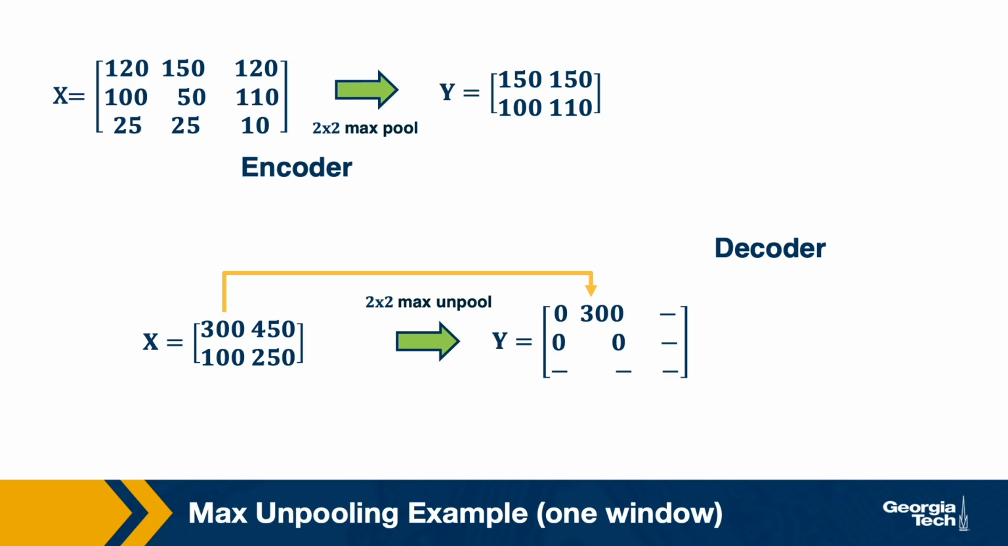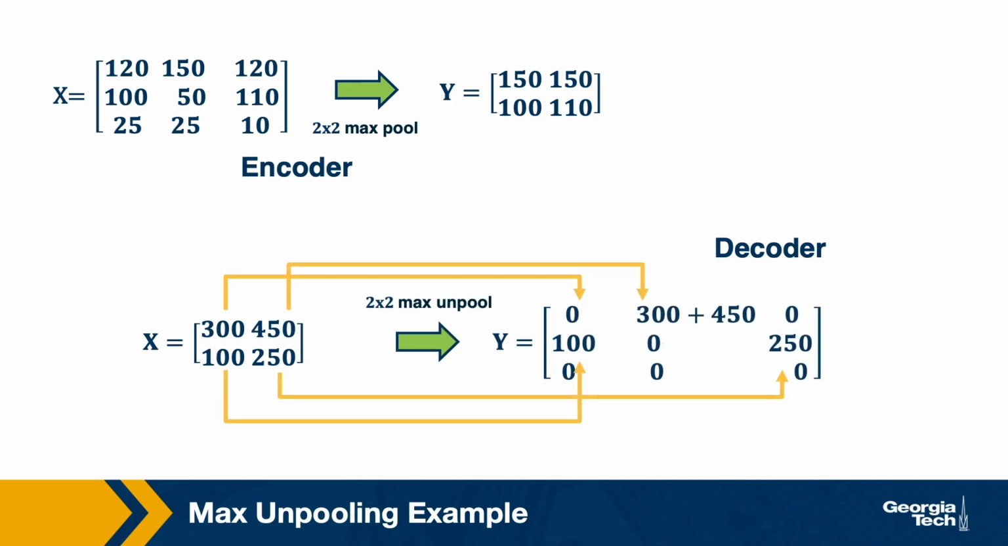Now, just note that there's other ways to do this. For example, we could stamp the 300 across the entire window in the 2 by 2 region, but typically this is what's done. Now, similarly, we'll continue to go to the next location, which is the 450, and we'll again stamp the 450 in the location of the maximum. In this case, the location for the maximum was the same location, that is 0, 1, and so we'll put that in the output.